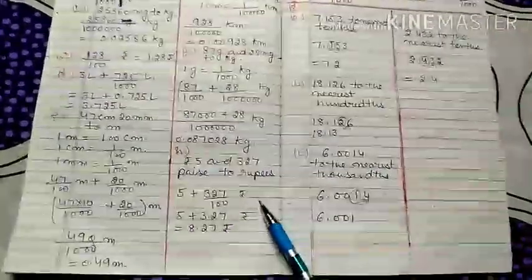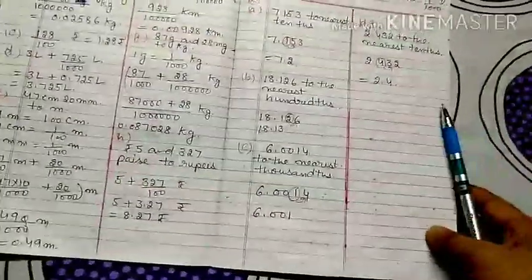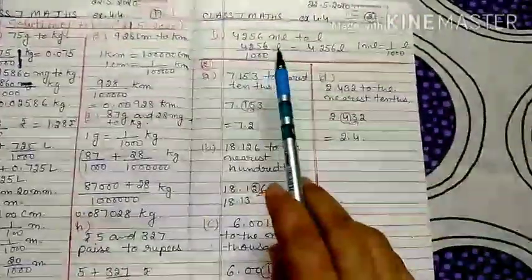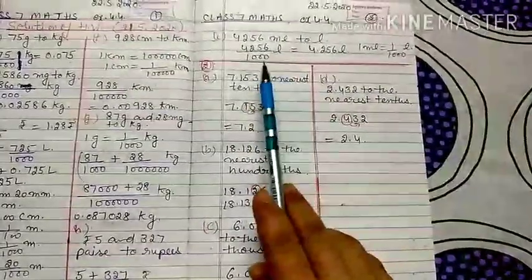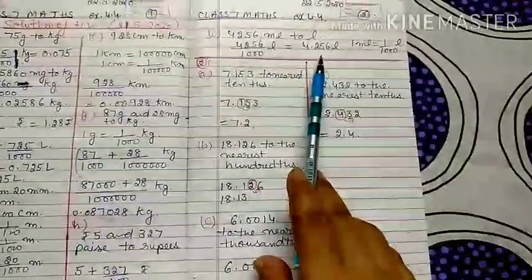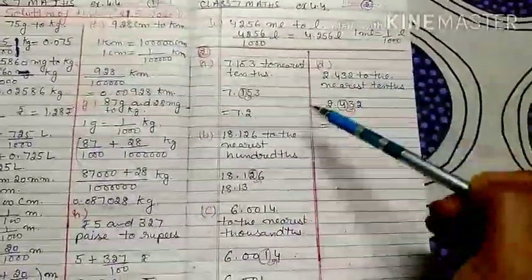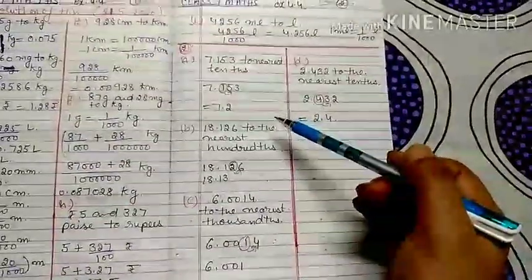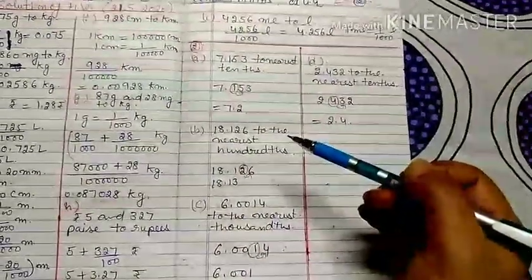Similarly, rupees 5 and 327 paise to rupees. Paise is divided by 100 to convert it into rupees. Decimal is 3.27, and 8.27 rupees. Your next I part is 4256 milliliter to liter. 1 milliliter is equal to 1 by 1000 liter. 4256 by 1000 liter gives you 4.256 liter. Because when you move from a lower to a higher unit, you have to divide, but when you move from a higher to a lower unit, you have to multiply.